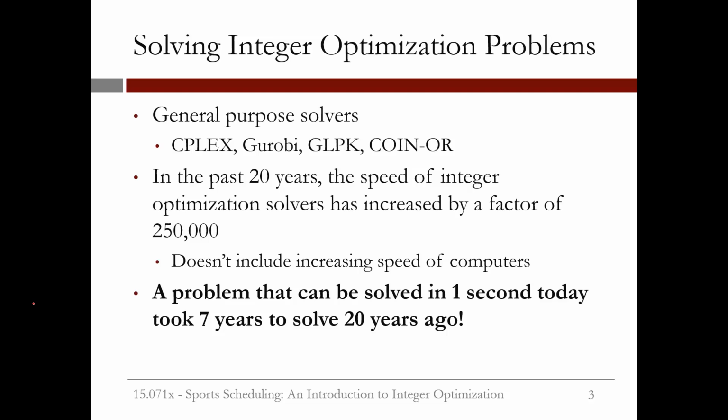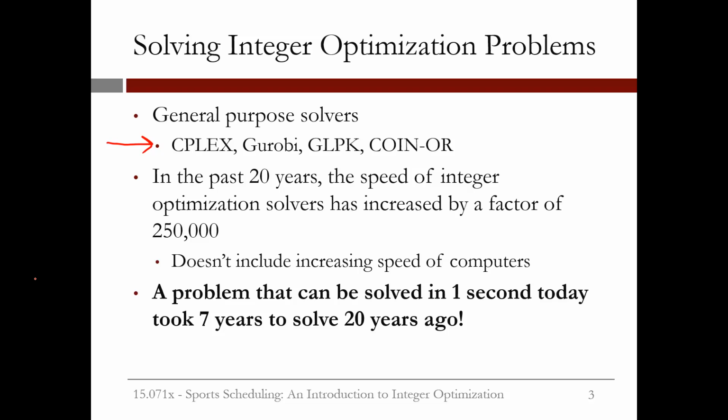In addition to changing the formulation and using heuristics, there are general-purpose optimization solvers that can solve large problems. These include CPLEX, Gurobi, GLPK, and COIN-OR. Most practitioners who solve large optimization problems use one of these software packages.